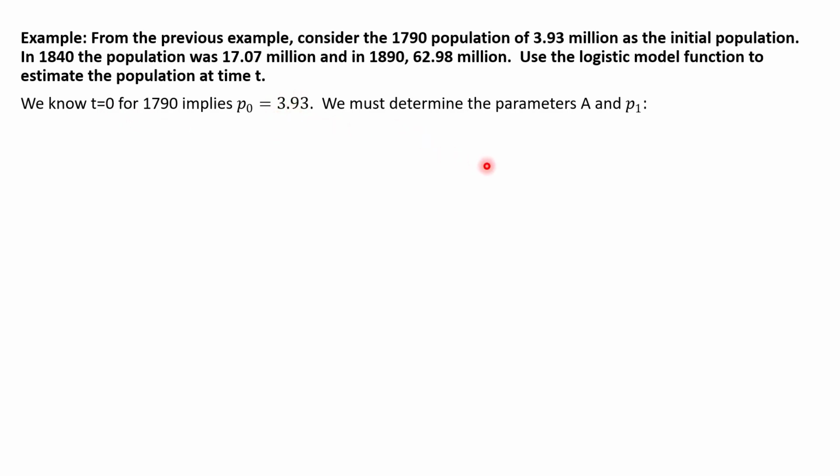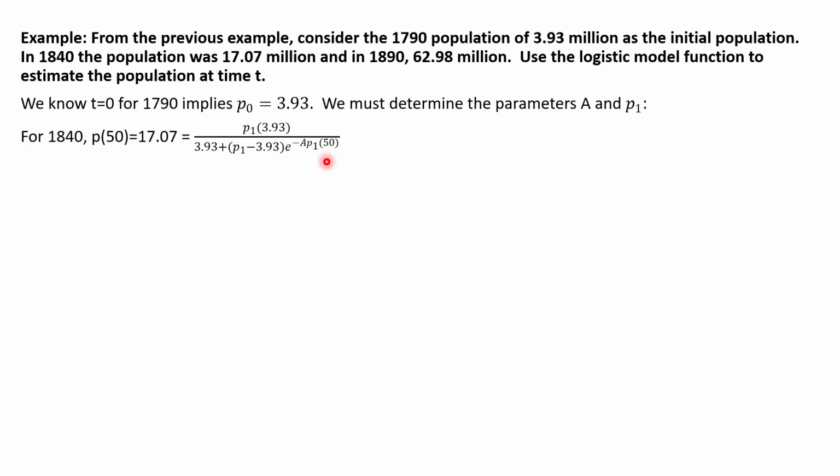And what we need to do for this logistic model is we need to figure out a and P sub 1. Okay, so for 1840, that's 50 years from the starting time. So t is 50. And we know what that equals. It's 17.07 million people. And based on our logistic models that we had written down earlier, we have the following information that we can plug in. So all these 3.93s are what we plugged in for P naught. And then we know that t was 50.